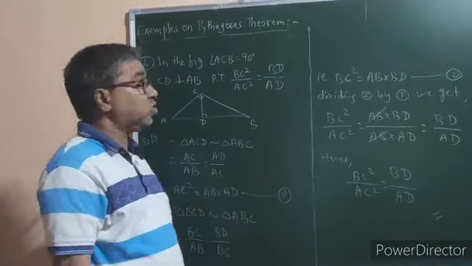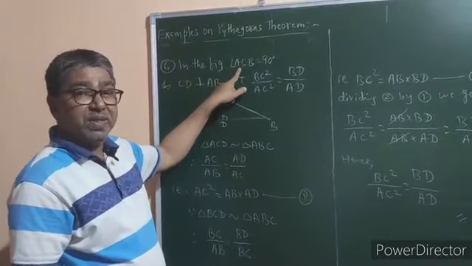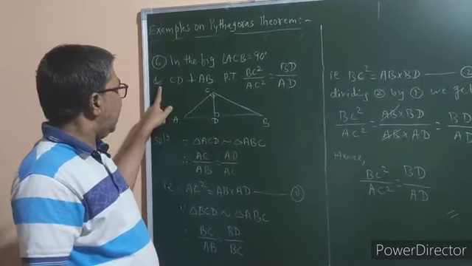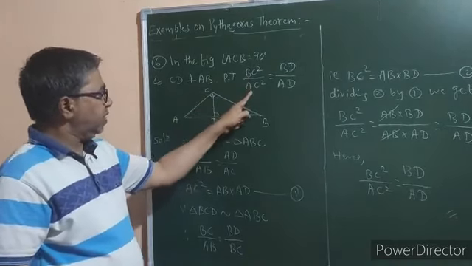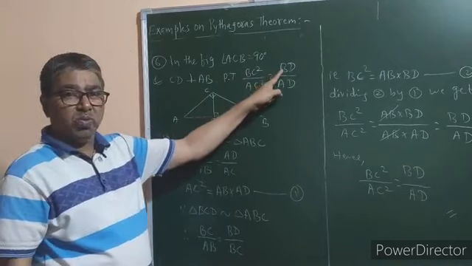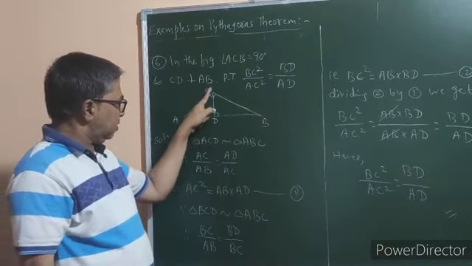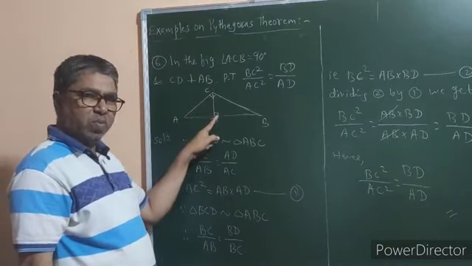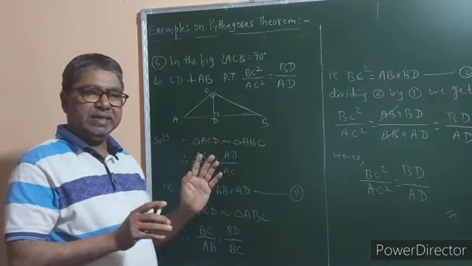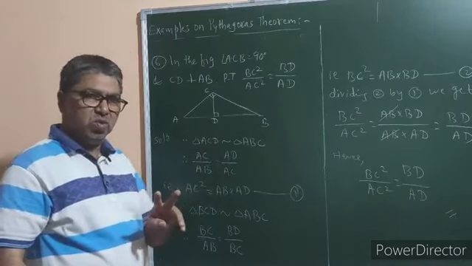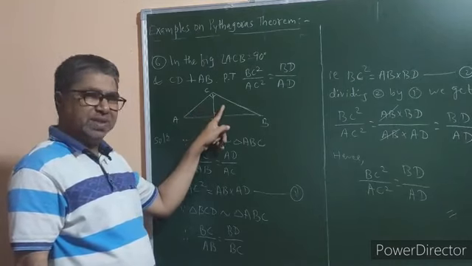So dear students, let us solve one more example. In the figure, angle ABC is equal to 90 degrees and CD is perpendicular on AB. Prove that BC square upon AC square is equal to BD upon AD. Now this CD line segment, or perpendicular which is drawn on AB, is dividing the triangle ABC into two triangles. One is triangle ACD and another one is triangle BCD.